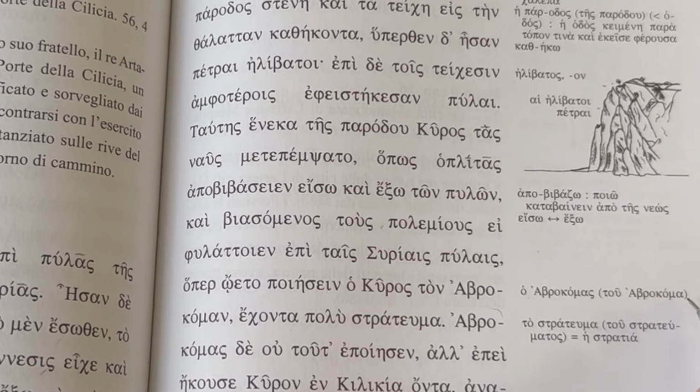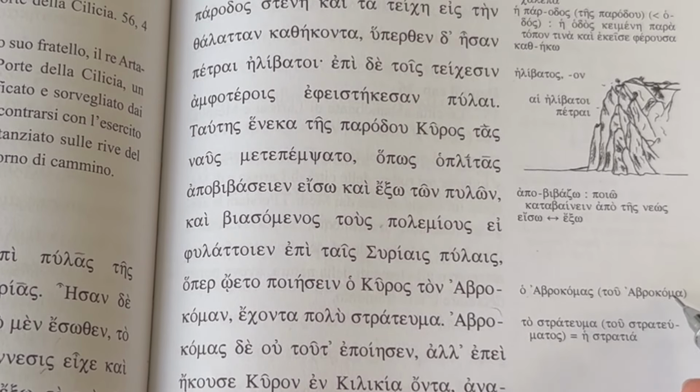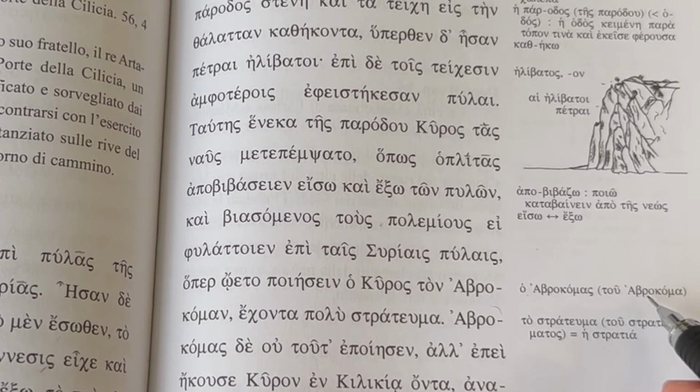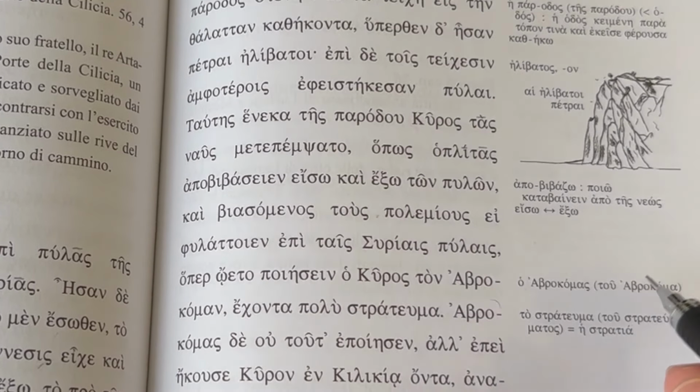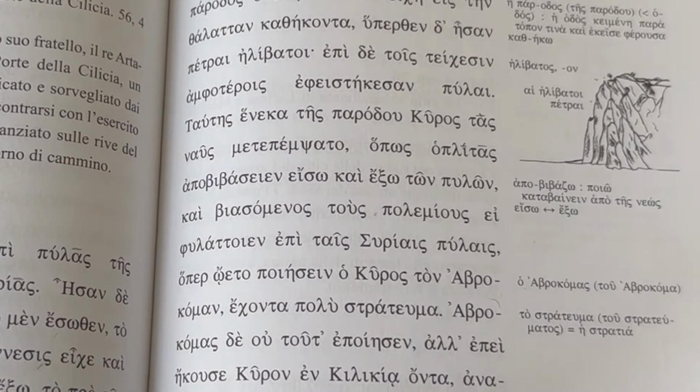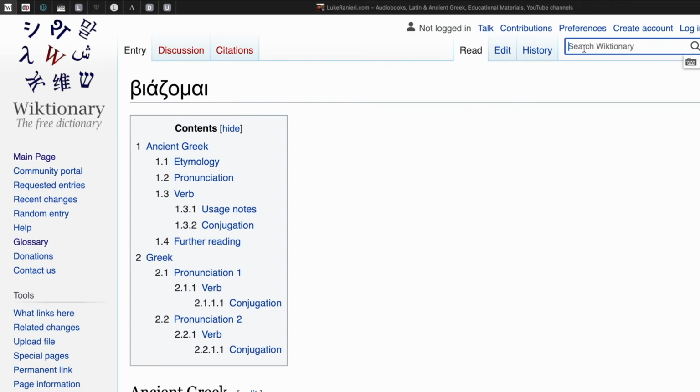But wait a minute. "Tou Abrokoma." What is this? Is this supposed to be long or short? I'm super confused. What the heck is this? Let's go to Wiktionary. Maybe Wiktionary will help us out. Wiktionary always helps us out.